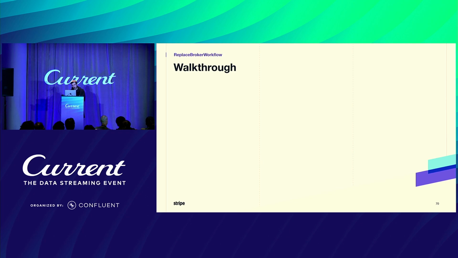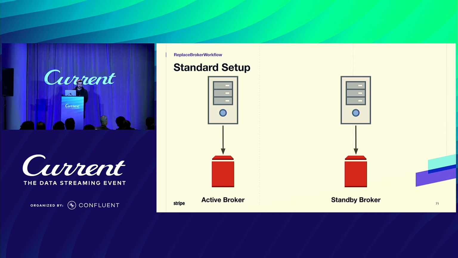So let's walk through how this specific replacement strategy works. If you can imagine, we have an active broker and the standby broker on its side. So this diagram is correct. The standby broker does have an EBS disk attached to it. It doesn't really do anything, though. It's really small. It's 50 gigabytes. And the reason why we have to do it is because that's just how our infrastructure is set up at Stripe. Each host has to have some sort of instance storage associated with it.